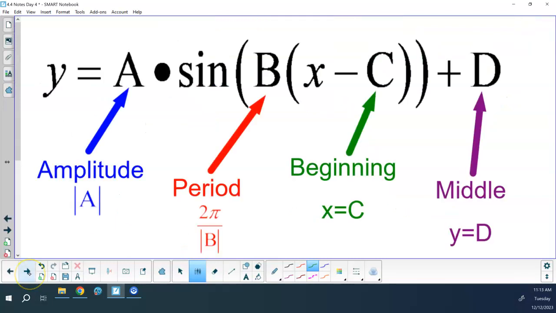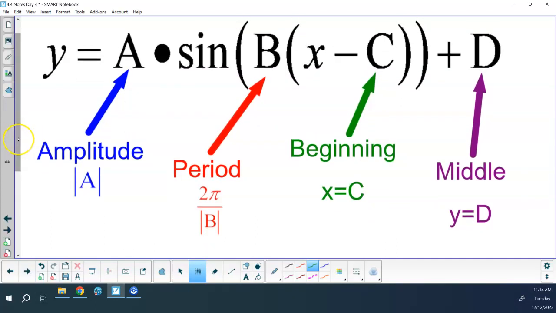All right. So today we're going to jump into, so the amplitude A, we learned that. That's the first thing that we learned, was that vertical stretch. Okay? Then we learned D, which was where our middle was. Then we learned B, and what we need to know with B is that 2 pi divided by B is our period. And now today, we're going to learn all about C's. And this works for cosine too.